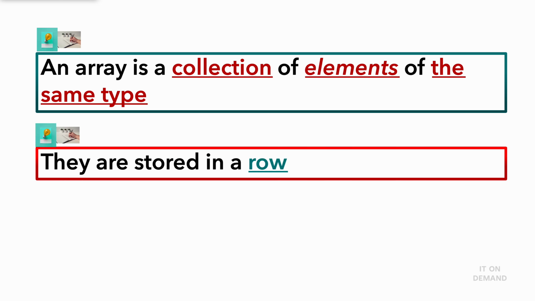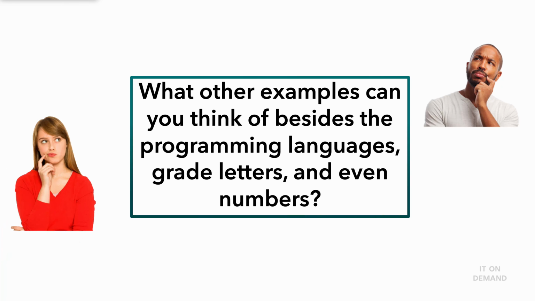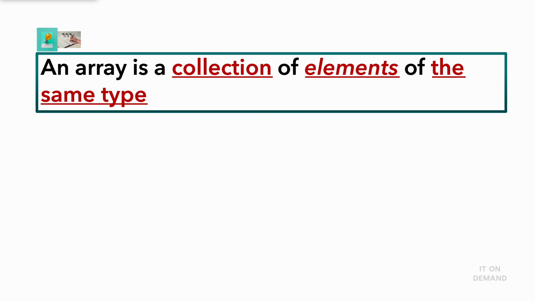And they are stored in a row, and each element is accessed using an index. Let's see what this means. But before we do that, I need you to pause and think, what other examples can you think of besides the programming languages, grade letters, and even numbers examples? What other examples can you think of? Pause and think.